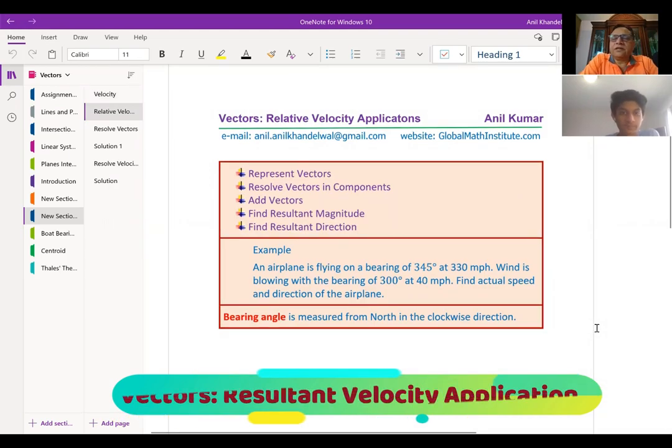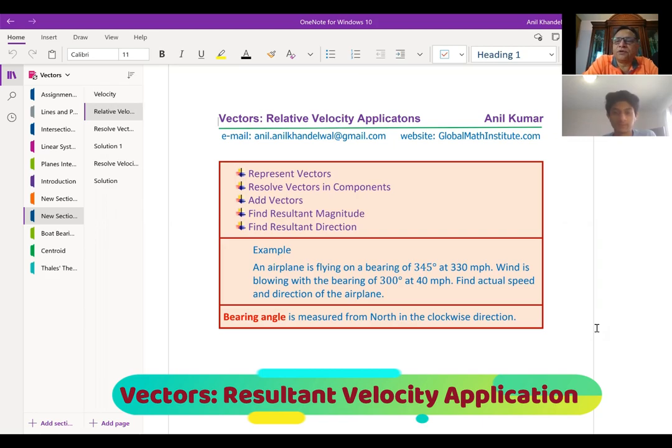So can you see my screen, please? Yes, sir. I can see. Okay, so we'll represent the vectors. We'll resolve vectors in components. We'll add vectors. We'll find resultant magnitude. We'll also find resultant direction of vectors. That is the exercise which we are going to do.